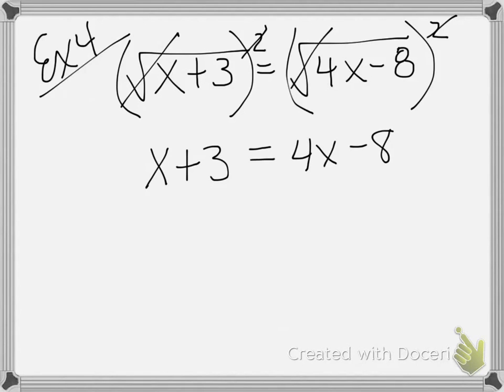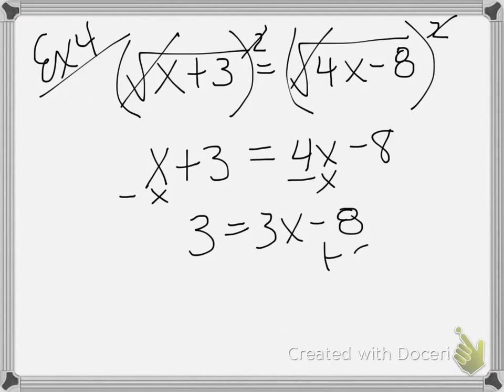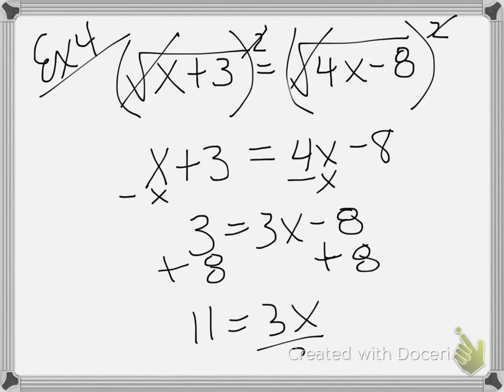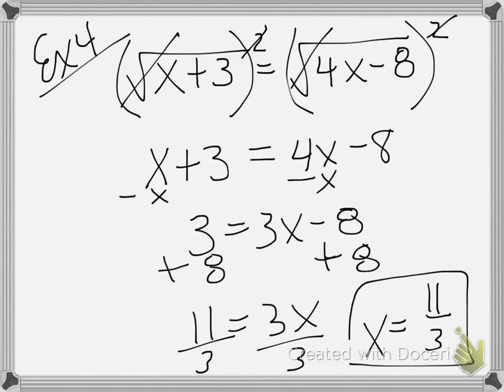And now it's just a regular problem. I'm going to subtract x from both sides. So 3 equals 3x minus 8. Then I'm going to add 8 to both sides. So 11 equals 3x. And then I'm going to divide both sides by 3. So x equals 11 over 3. And that's how you solve radical equations.